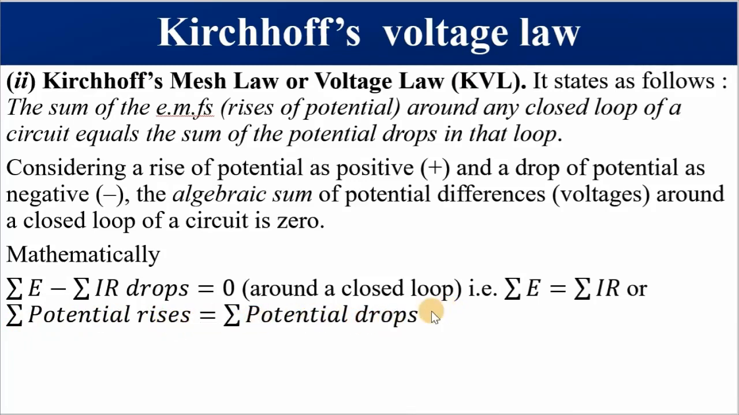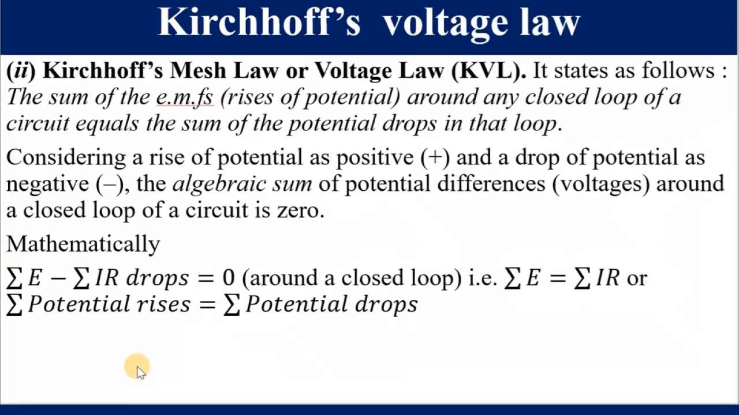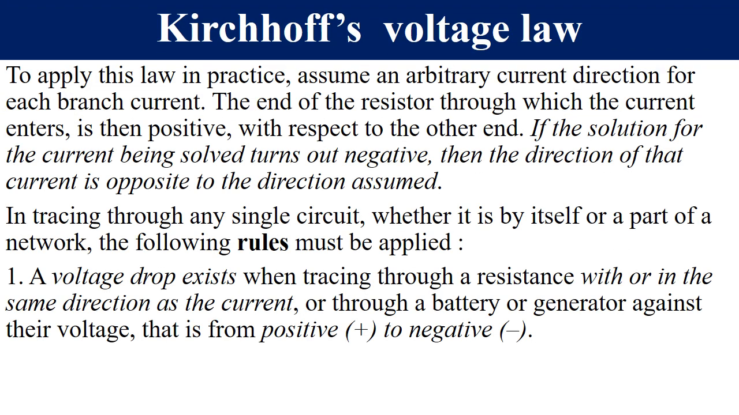It is correct, if you are asked in an exam to state Kirchhoff's voltage law, to use all these mathematical definitions. So insofar as Kirchhoff's voltage law is concerned, you must assume an arbitrary current direction for each branch current, and the end of the resistor through which the current is entering is positive with respect to the other end, meaning the other end is negative. And if you find a negative value of current, it means the direction of current is the other way.